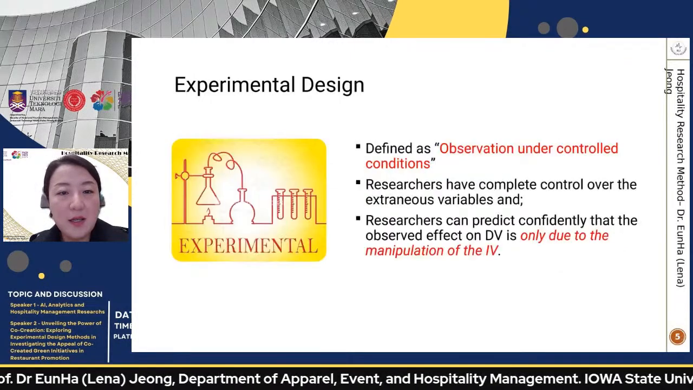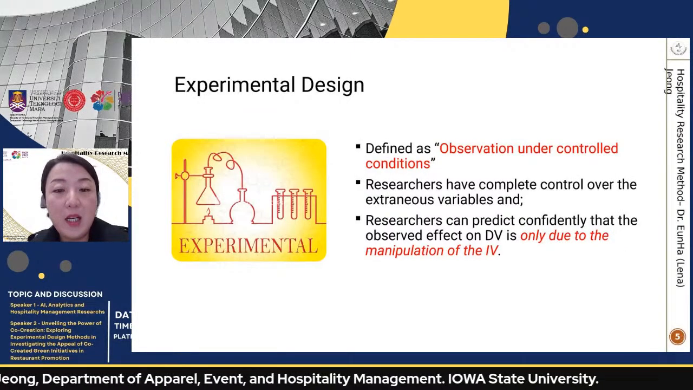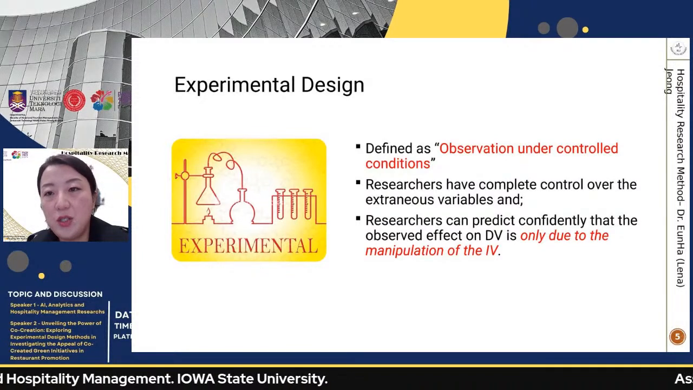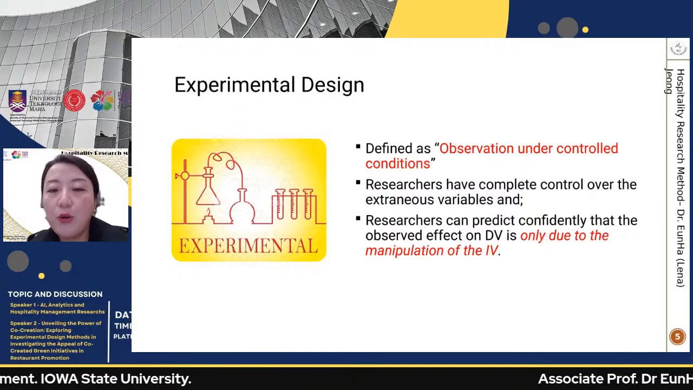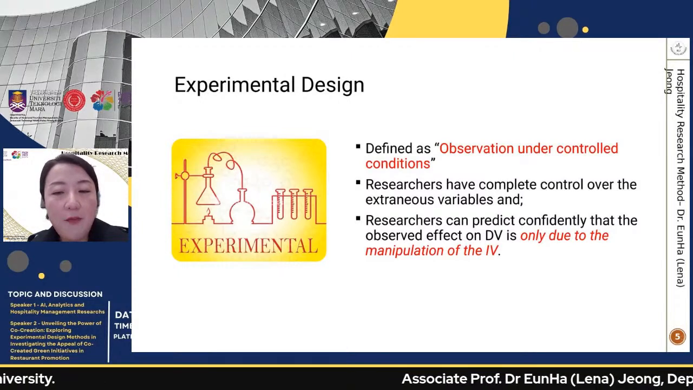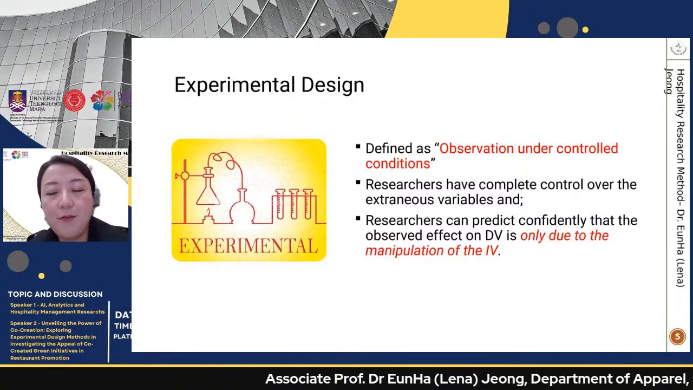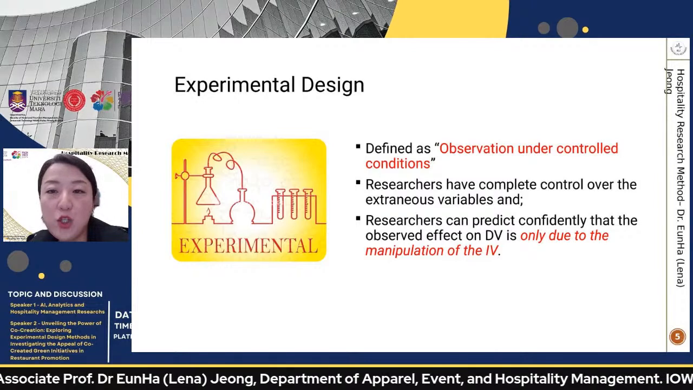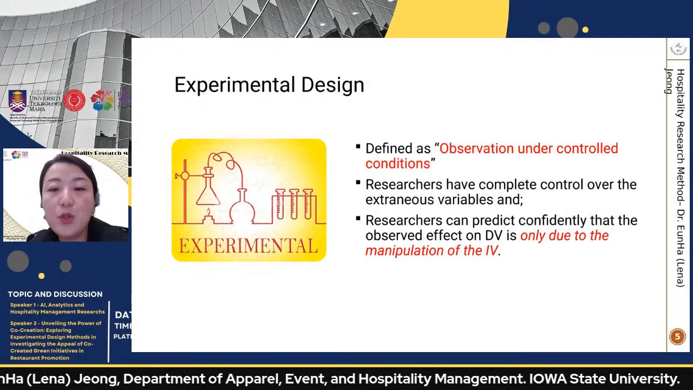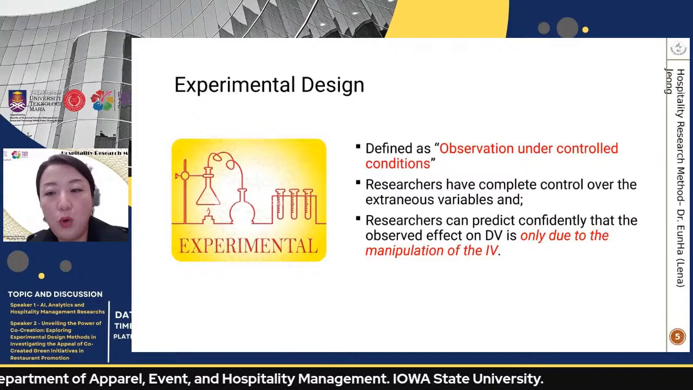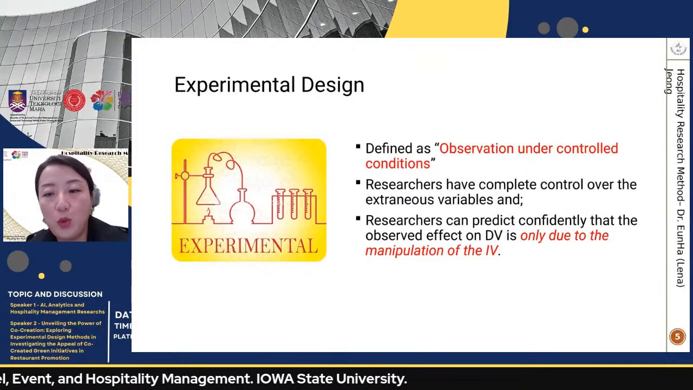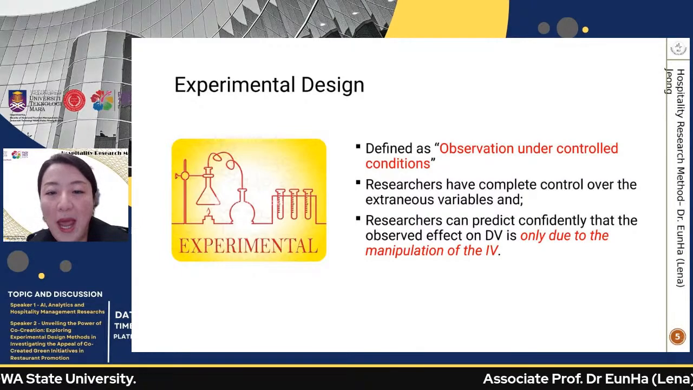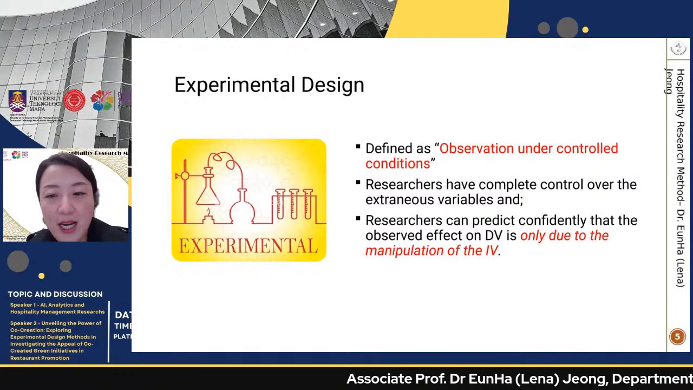Next slide, please. It is also defined as observations under controlled conditions. In other words, in order for researchers to confidently say that the observed effect on the dependent variable happens only because of the manipulation of the independent variable, those researchers should be able to control the extraneous variables. I can explain this in an easier way. We can go back to the medicine example.